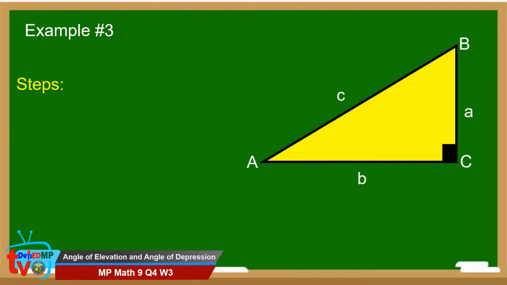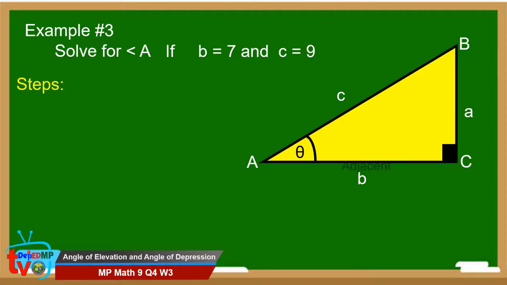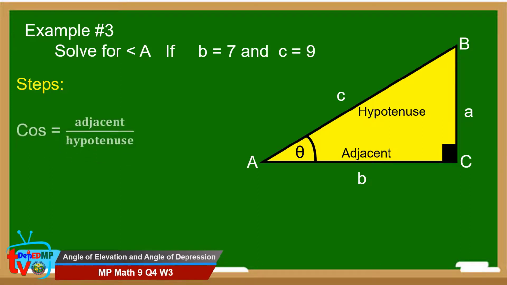Using the right triangle given, we solve for measure angle A if B is equal to 7 and C is equal to 9. From the given, we have the adjacent side and the hypotenuse side. Now, what do you think should we use here? Very good. Yes, we use cosine.